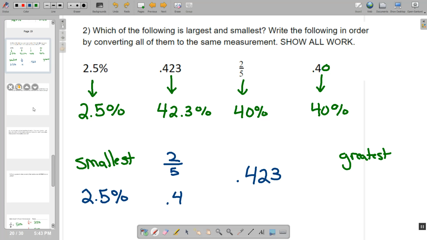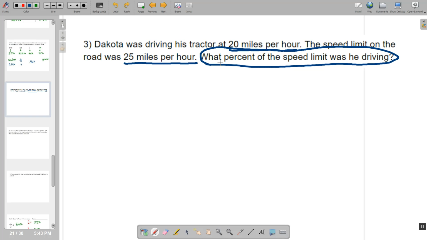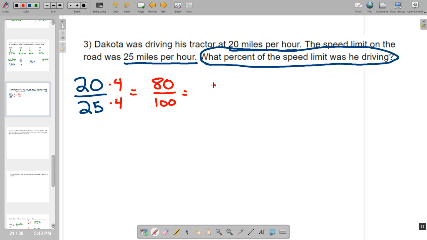So let's go to our story problems today. Dakota was driving his tractor at 20 miles per hour. The speed limit on the road was 25 miles per hour. What percent of the speed limit was he driving? So we want part over total, which in this case would be 20 out of 25. I'm going to multiply both of these numbers by 4 because that gives me 80 out of 100, which is 80%.